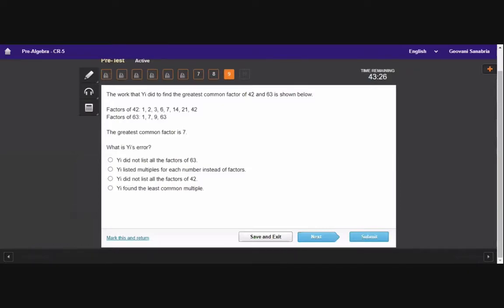Cool. The work that Yi did to find the greatest common factor of 42 and 63 is shown below. So, okay, he wrote down the factors of 42. 42 could be divided by 1, 2, 3, 6, 7, and all those numbers. And then same with 63. The greatest common factor is 7. What is Yi's error? Okay.